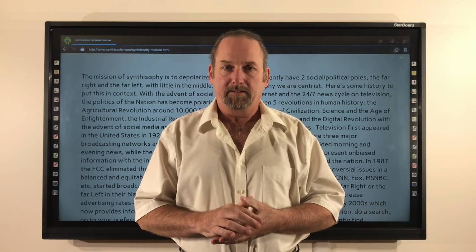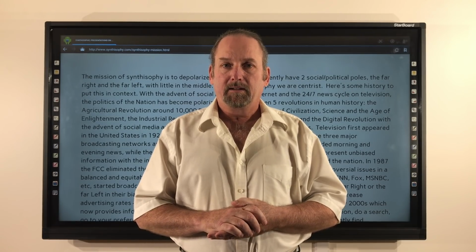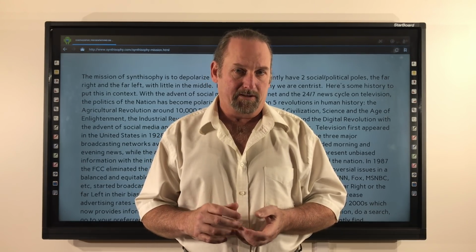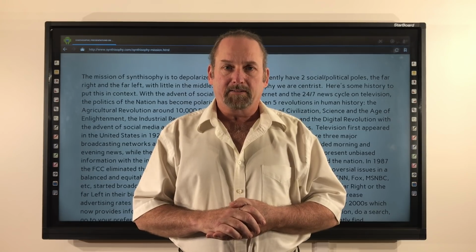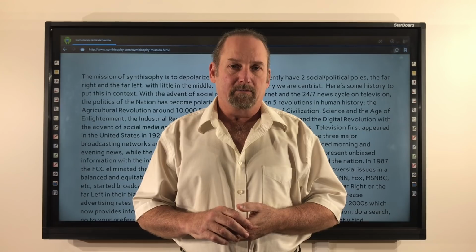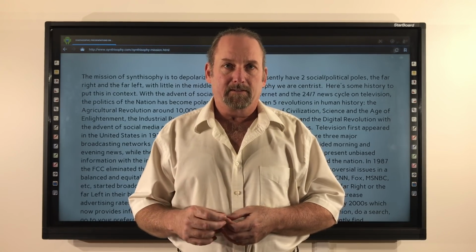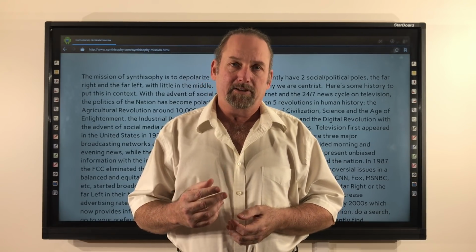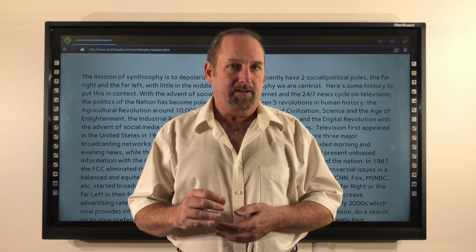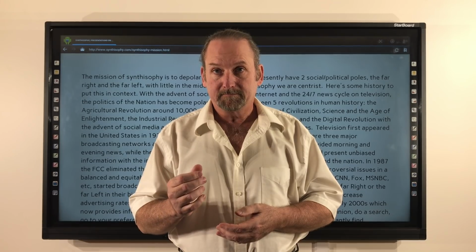In the late 1980s and early 1990s, cable news networks like CNN, Fox, MSNBC, and others started broadcasting news 24/7. Such major networks now appear to appeal to the far right or the far left in their biased presentation in order to increase viewership, increase their advertising rates, and make more money.